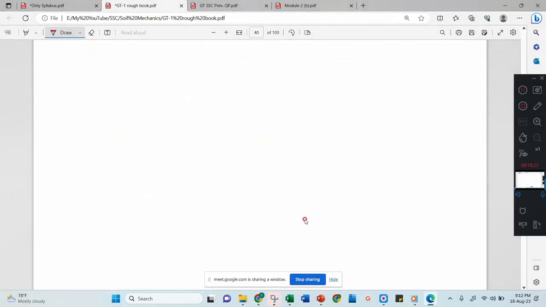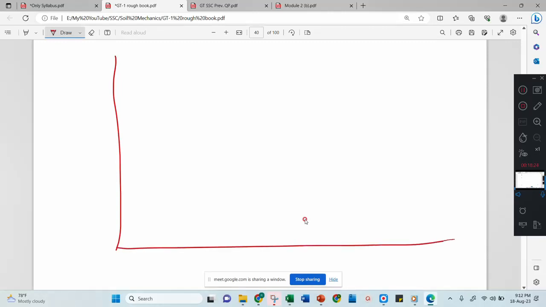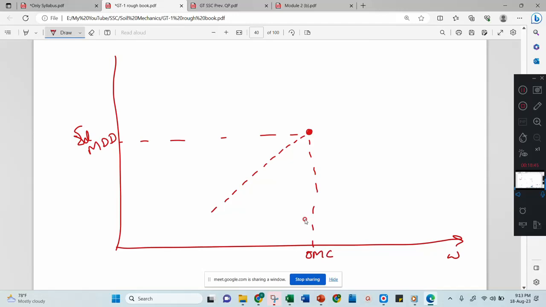Here, initially we know that this is the water content and this is the dry density, right? Initially, as you increase the water content, the dry density will increase and it will reach a maximum. That maximum density is called MDD, maximum dry density, and the corresponding water content is called the optimum moisture content. If you increase the water more than the optimum moisture content, then the density will decrease. This is the effect you are seeing in light compaction.